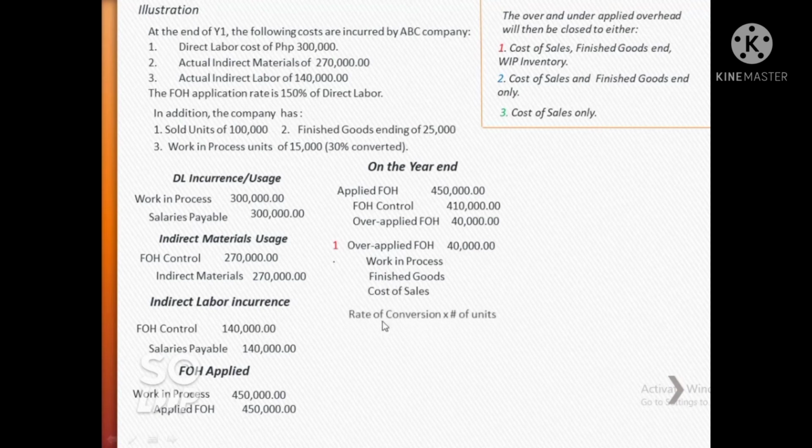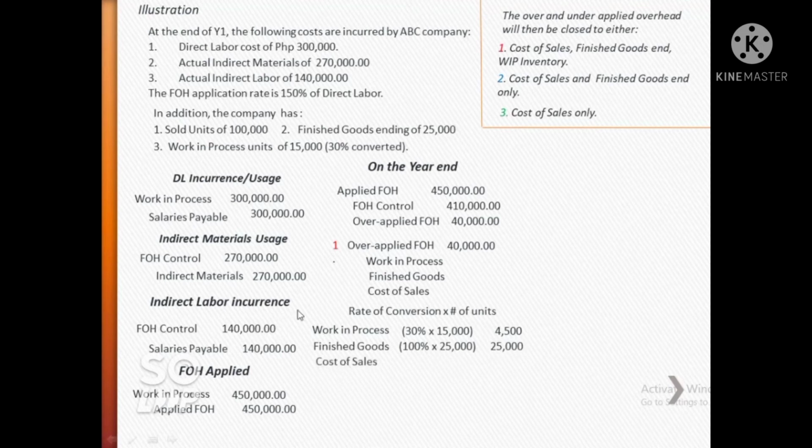So the answer is, we need to use the rate of conversion times number of units. So what do you mean, sir? Let's say for example, the work in process. According to the problem, there are 15,000 work in process units which are 30% converted. So what we do is 30% times 15,000 equals 4,500. How about the finished goods? Since they're already finished, then their conversion rate is 100% times 25,000 equals 25,000.